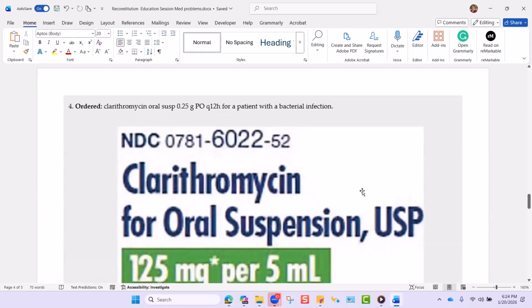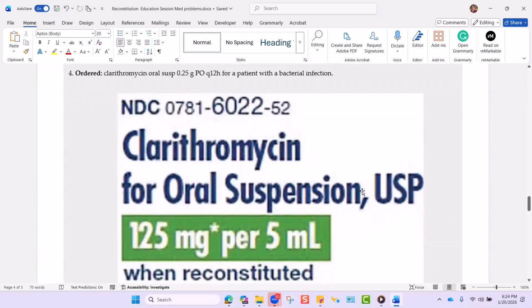All right, let's see. Okay, next order. Clarithromycin. That's a tongue twister. Suspension, 0.25 grams every 12 hours for a patient with bacterial infection. This is important to pay attention to because when you get to the final question, it might say, how much are you going to give in a day? And you have to think and go, wait a minute, in a day? And you might write in what you put for a dose. And it didn't ask you for the dose. It asked you for the day. So you're going to have to double what you get from your problem. You've got to pay attention to those little subtleties.